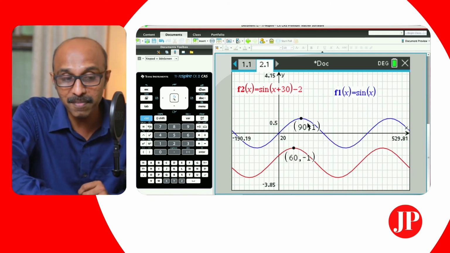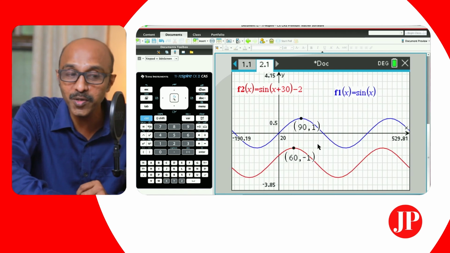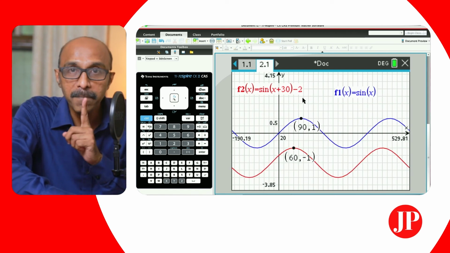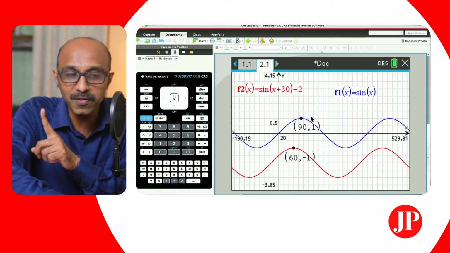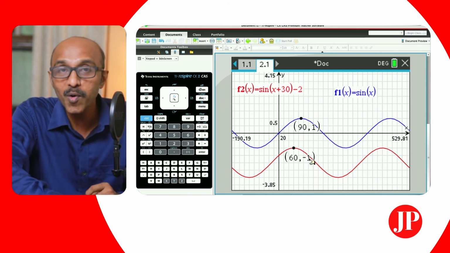In the same way, the maximum value of the parent function was 1. The maximum value of the translated function is going to be 1 plus k. All right, the value of k is negative 2. So 1 plus k is going to be 1 minus 2, giving you minus 1.